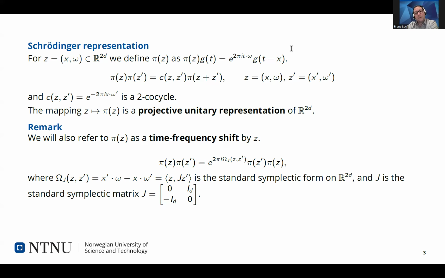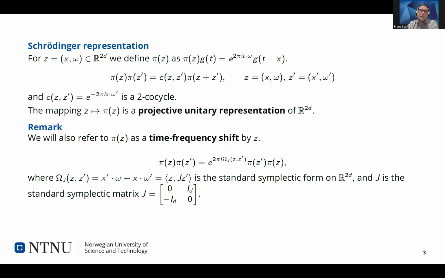Sorry to interrupt you. Please. So you are referring to a representation of R^2d? Yes. In where? In L2? On L2 of R^d. Oh, I didn't. So z is in R^2d, g is in L2 of R^d. Okay, so you translate and then multiply. Yes, exactly. And it's projective?